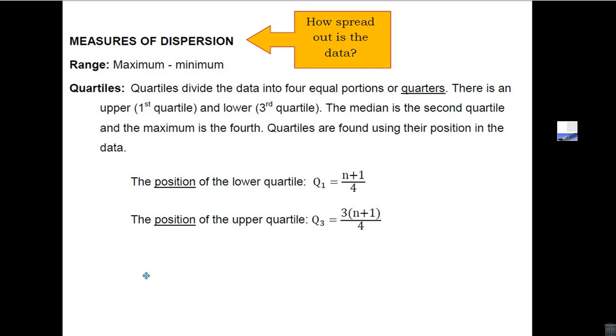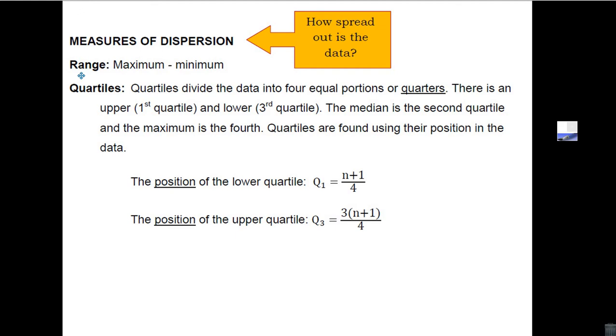Okay, this is the third video of our basic statistics. We're going to look at measures of dispersion and something called a box and whisker, the 5-number summary, and a box and whisker diagram. Let's just get started. Well, measures of dispersion tell us how spread out the data is.